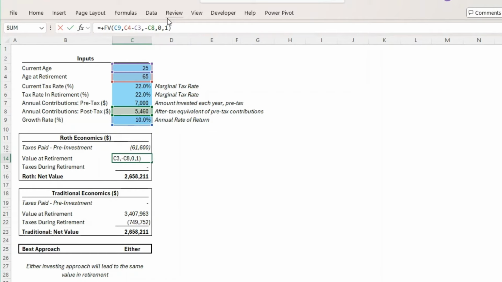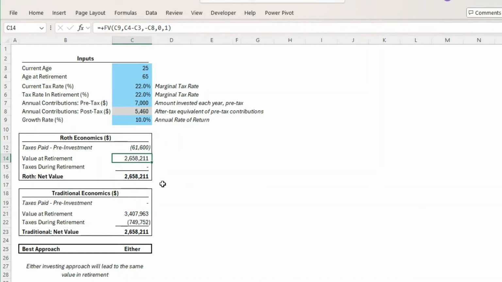And with that, we will have an expected value at retirement at almost $2.7 million. And then again, what's unique about Roth is we already paid the taxes on that. And so your taxes during retirement are 0. You've already paid the taxes. It grew after tax, and so there's no more taxes to be paid.